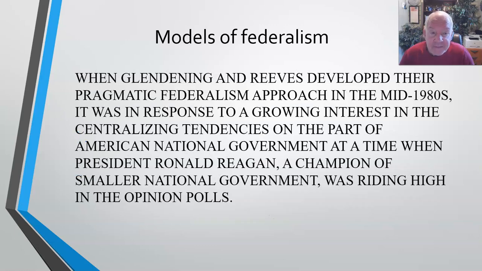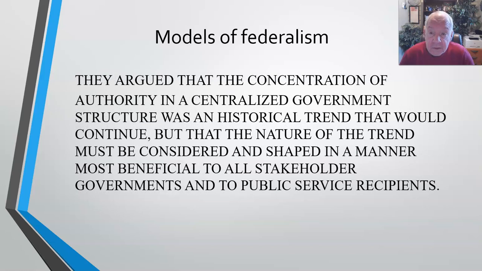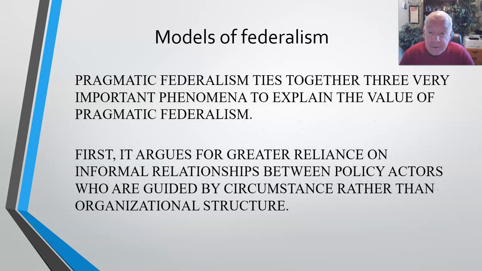When Glendenning and Reeves developed their pragmatic federalism approach in the mid-1980s, it was in response to a growing interest in the centralizing tendencies on the part of American national government, at a time when President Ronald Reagan, a champion of smaller national government, was riding high in the polls. They argued that the concentration of authority in a centralized government structure was a historical trend that would continue, but that the nature of the trend must be considered and shaped in a manner most beneficial to all stakeholder governments and to the public service recipients.